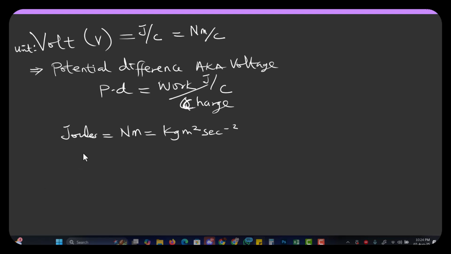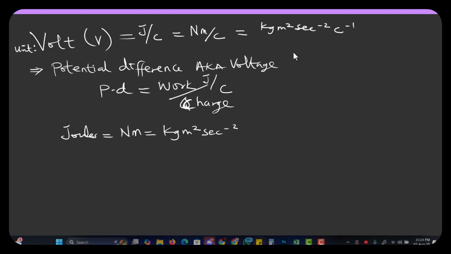So since you already know that, you can now see that another unit for volt is going to be kilogram meter squared per second squared per coulomb. That's another unit we're going to have.